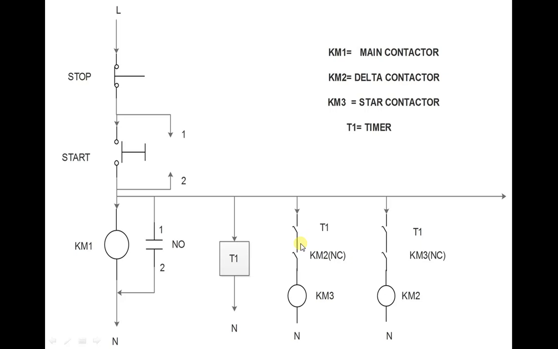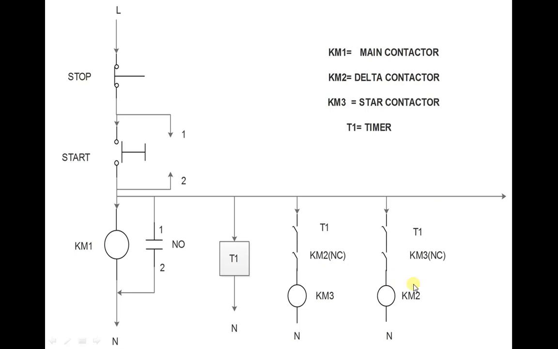So also I have passed the NC contact of KM2 in series with the star contactor. Also I have passed the NC contact of KM3 with the KM2, so that there would not be a possibility of any accident happening in the starter, so that both of our contactors would not be held at the same time. That's why this system, or this series of T1 and KM2 NC, is made, as you can see.